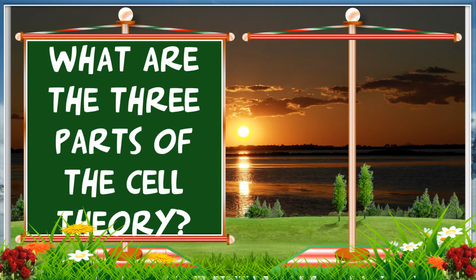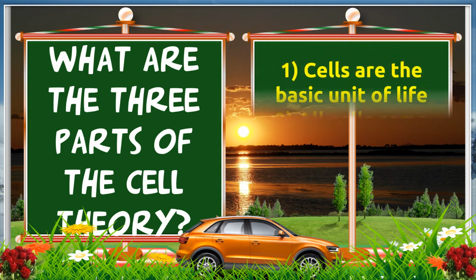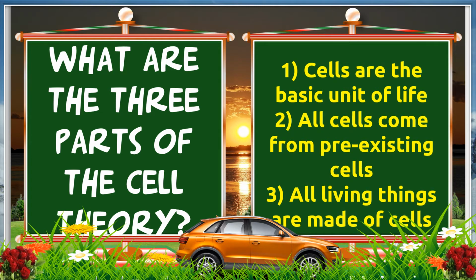What are the 3 parts of the cell theory? 1. Cells are the basic units of life. 2. All cells come from pre-existing cells. And the third one, all living things are made of cells.